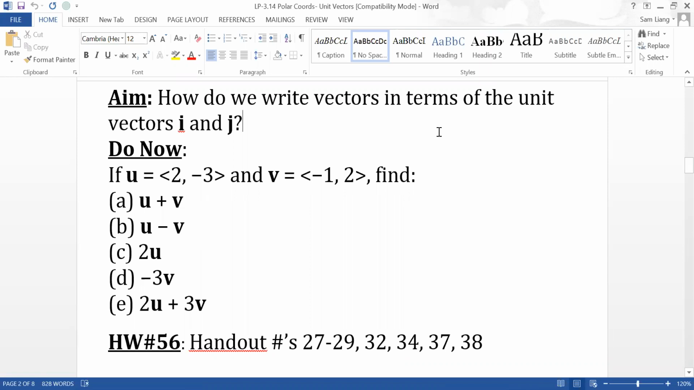Today is the second day of our vectors unit, so we're going to talk about unit vectors specifically. Your aim is to learn how to write vectors in terms of the unit vectors i and j. For now, this is just an exercise in vector arithmetic, which we saw yesterday. Here you have u and v, and I want you to find these various quantities. Take the next minute or so to work on this, and then we will review.